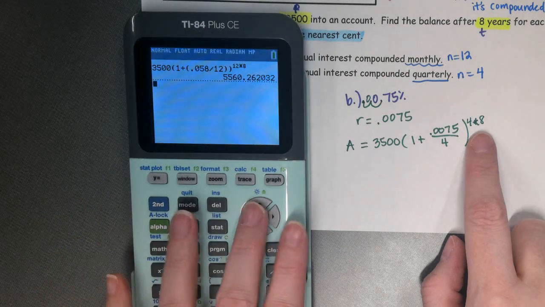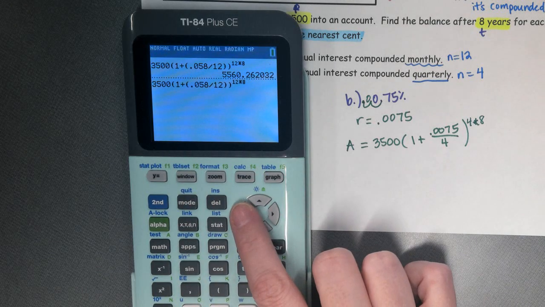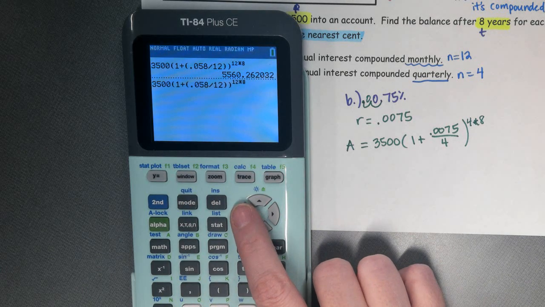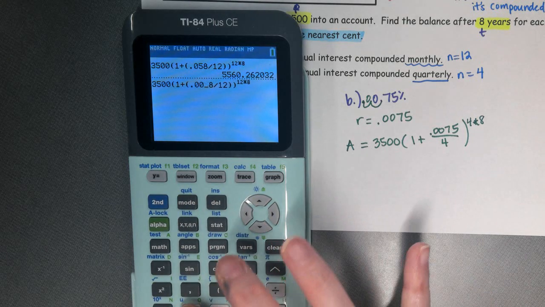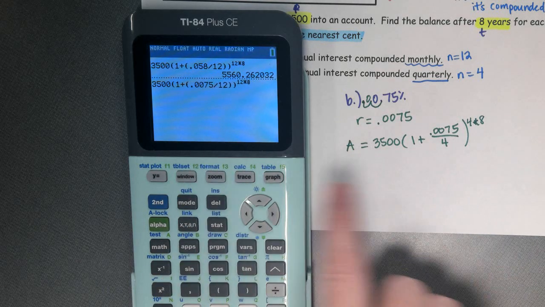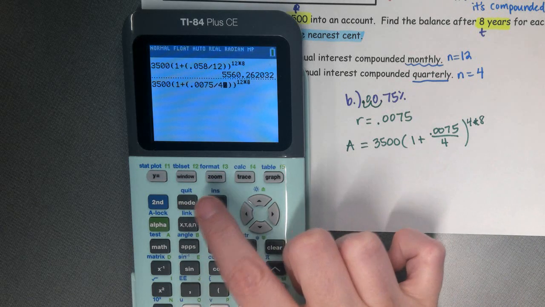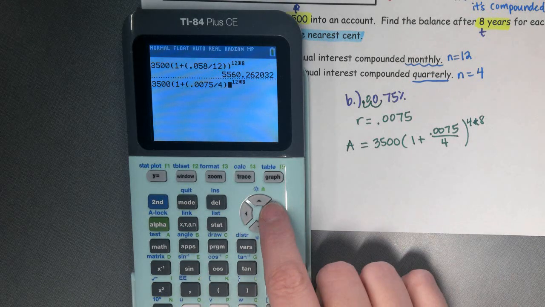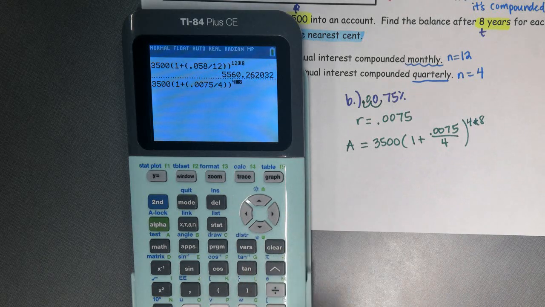And if you want, here's a little trick for some of your graphing calculators that you probably already know, but if you enter it here, because the 3,500 is the same, you can just go in and insert a 0.0075, and then it's divided by 4, so I'm going to delete that. And then now it's for, yeah, you can just delete. So you can do that.